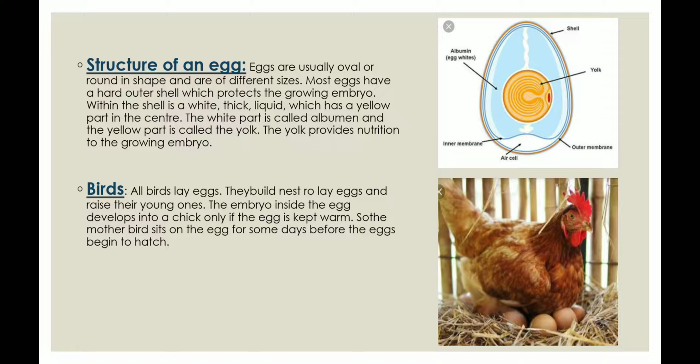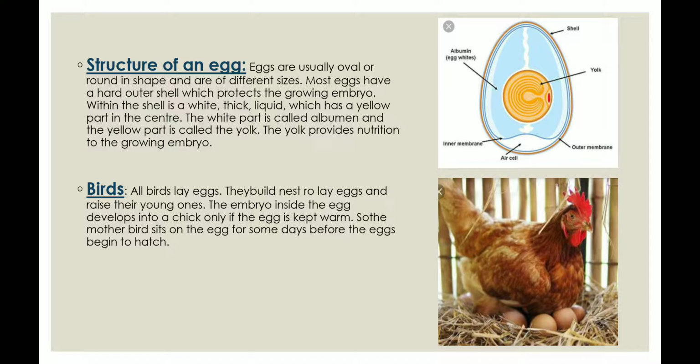Alright, so eggs, they are usually oval or round in shape. That means they differ in shape. They don't have the same shape. That means some eggs are oval, whereas some are round, and some are big and some are small. As you know, lizards also lay eggs, so their egg will be very small, whereas the egg of a chicken will be bigger than the egg of a lizard. So they differ in sizes also and in shapes also.